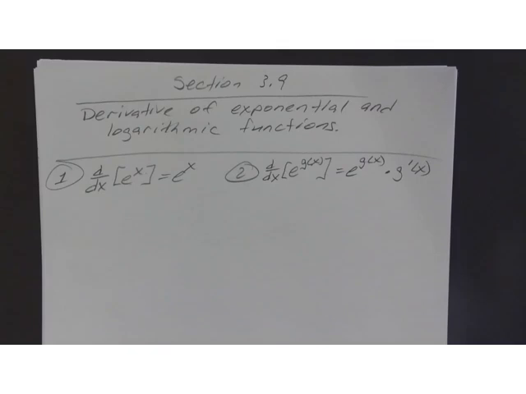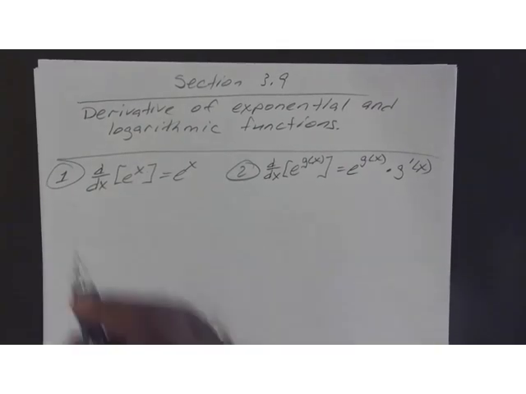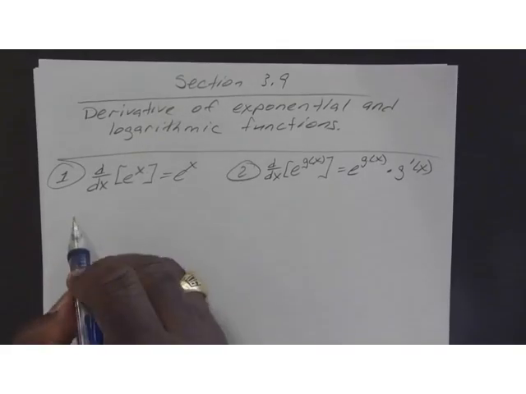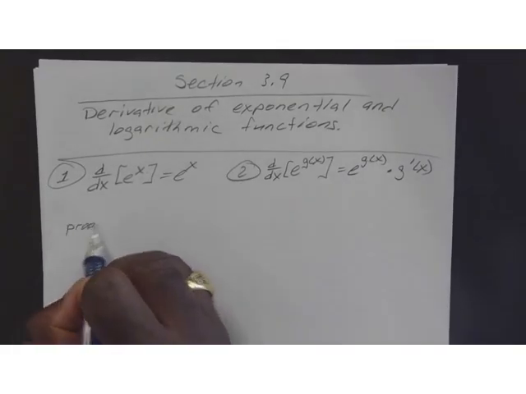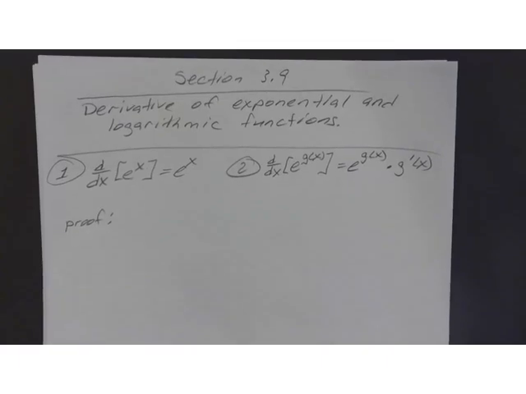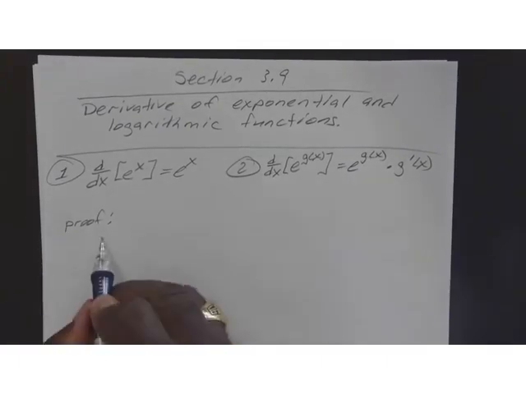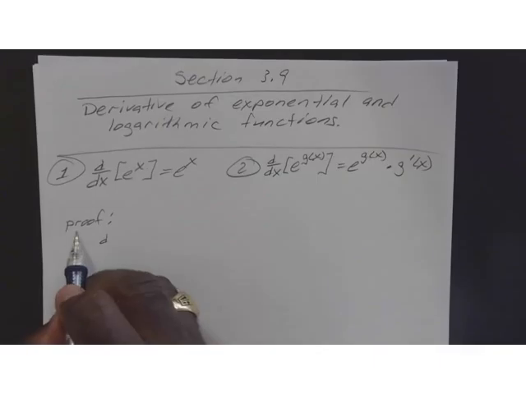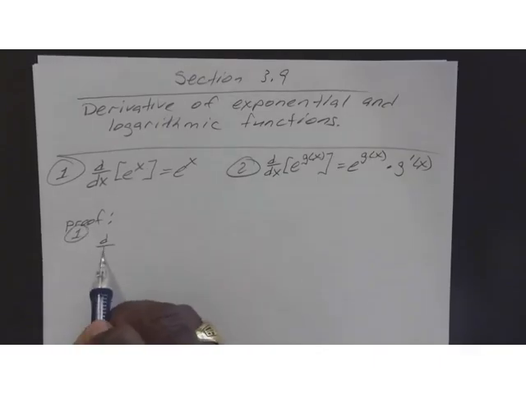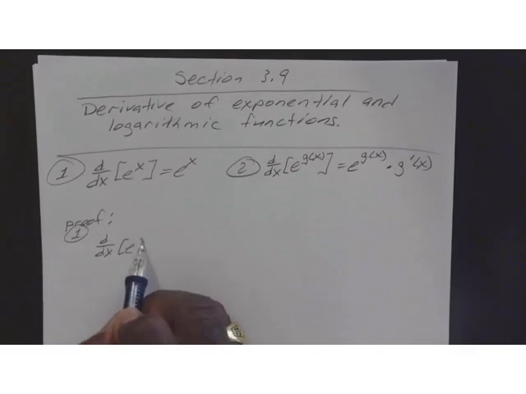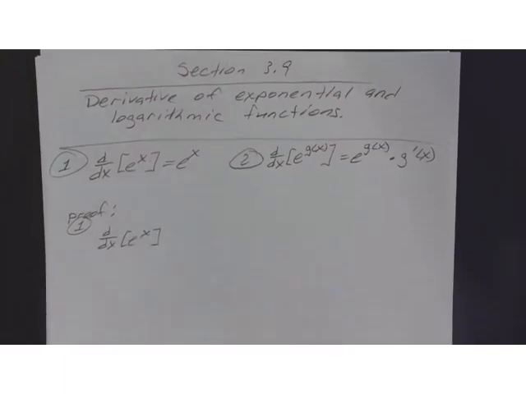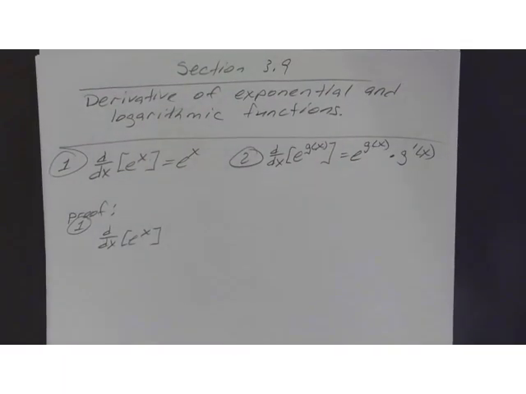So we'll look at the proof of the first one. The second one is not that far off from it, so we'll only prove the first one. Okay. So we have the derivative, we'll say the proof of 1, with respect to x of e to the power of x. And there are multiple proofs that you could use for this one. This is just one of them. So if you see a different one online, they're correct also. It's just multiple ways to prove this one.